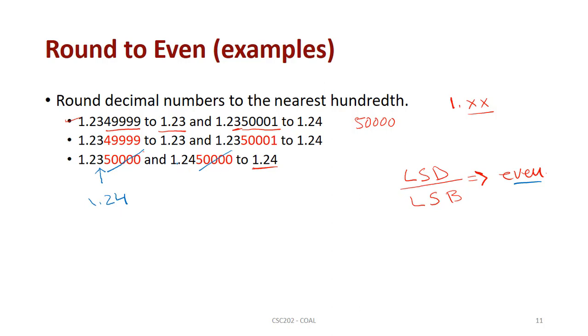However, for 1.24 and then 5 and quad zeros, the least significant digit was already even, so there will be no change. This technique is known as the round to even approach, and this is the default rounding technique in the IEEE floating point format representation, and most computer systems use this technique by default.